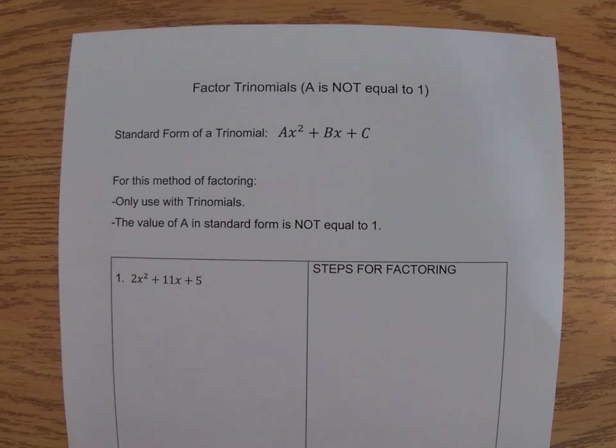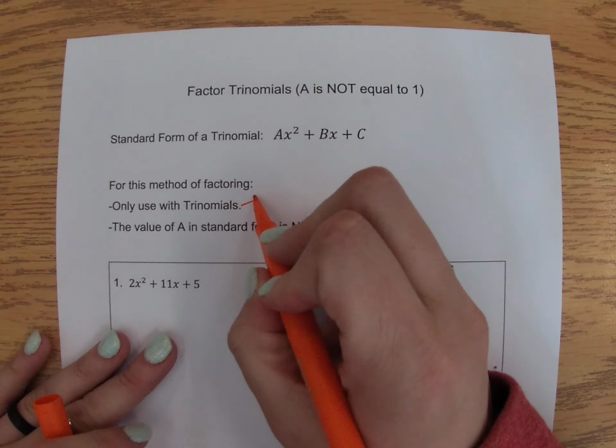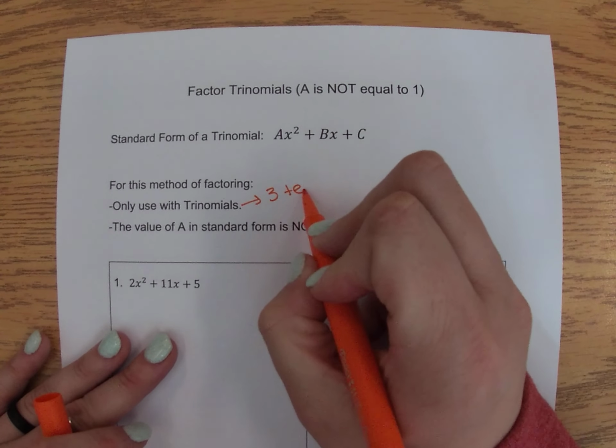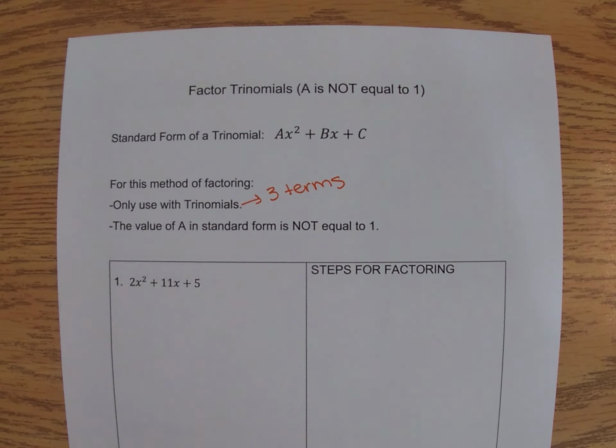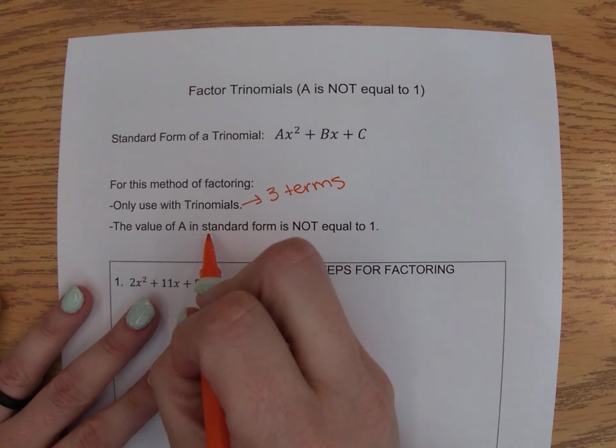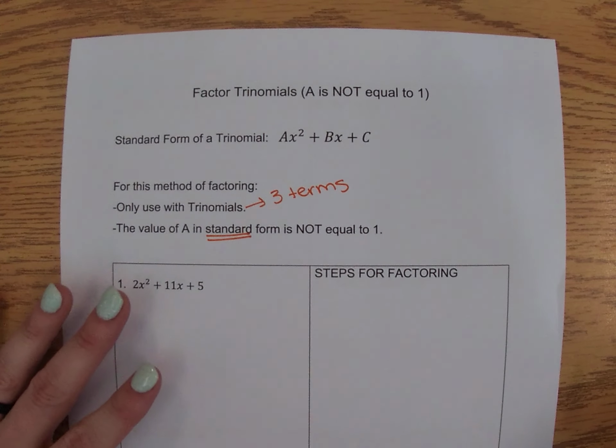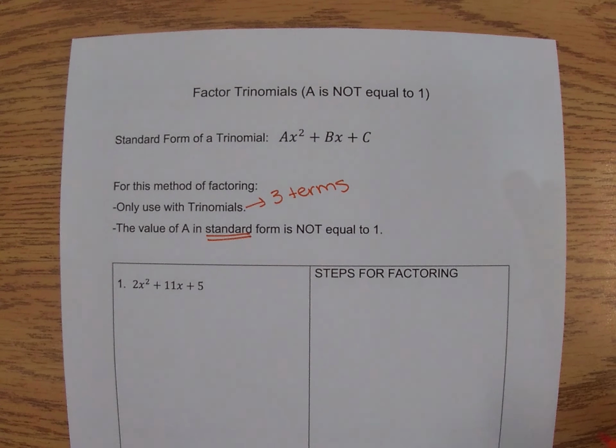Today we are going to look at how we factor trinomials when a is not equal to 1. So the first thing that we have to remember is that a trinomial is something with 3 terms. So everything we're looking at today is 3 terms. Okay, and it's important that those 3 terms are in standard form. So standard form means we have the highest degree to the lowest degree. So since we won't be looking at multiple variables, we'll be looking at the largest exponent to the smallest exponent.